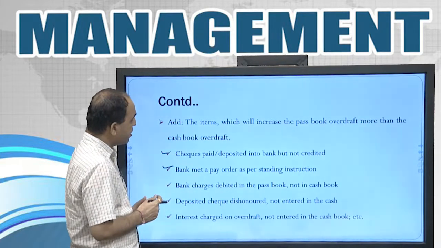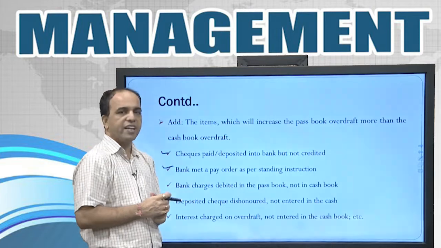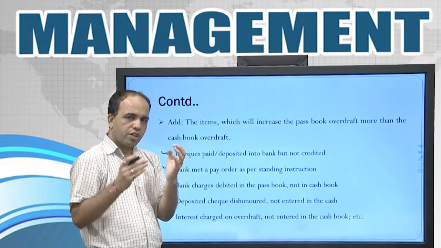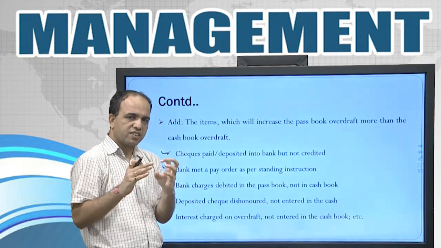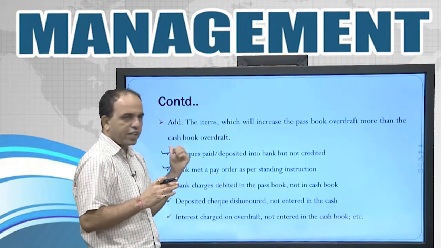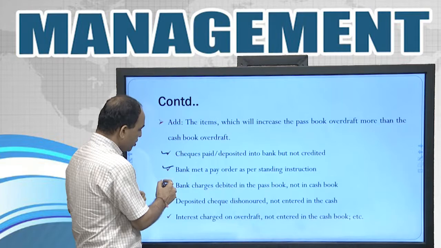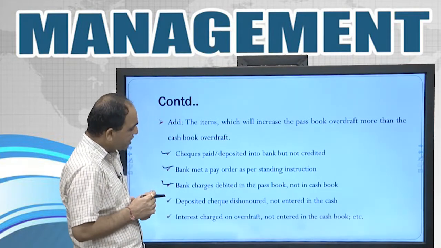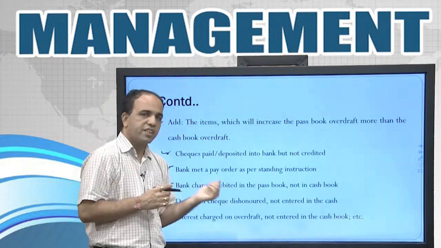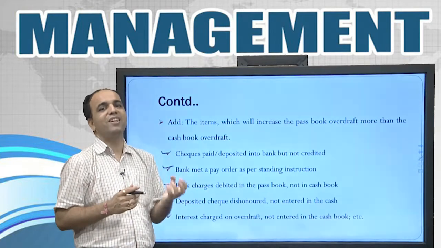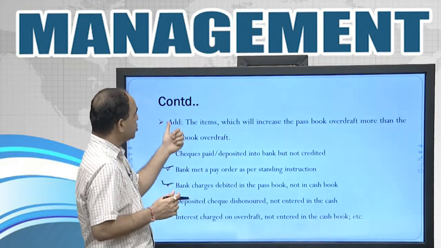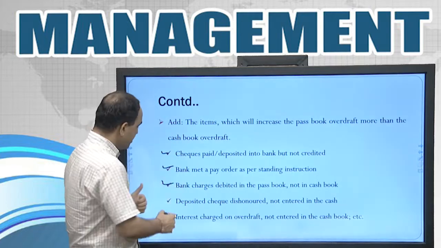Bank made a pay order as per standing instruction, right? So if, as per the standing instruction ECS, the pay order is received by the bank, it will reduce the amount. Bank charges debited in the passbook, not in the cash book. If it is debited in the passbook, but we know very well that ultimately if we are writing in the cash book, we have to add it.